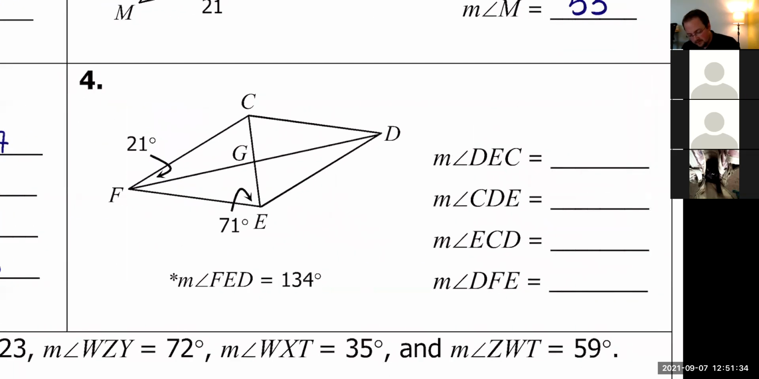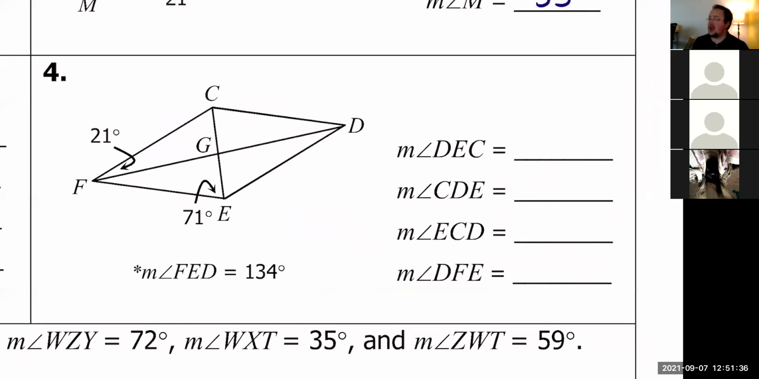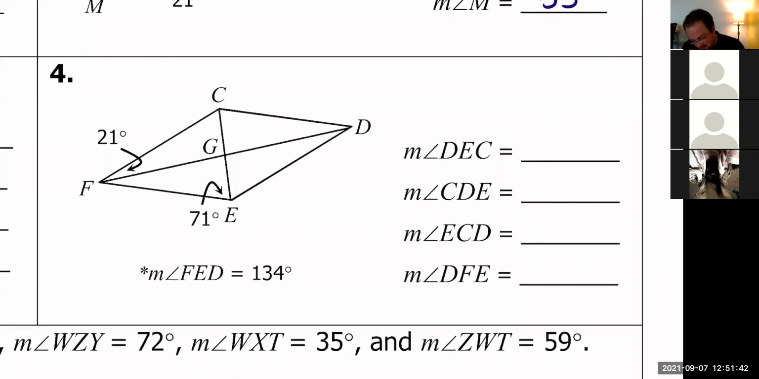Number 4, similar diagram. This time, though, we're really looking in at the angles. So some work to kind of keep our heads on track here. Looks like we have some angles squeezed in. We also have the measure of angle FED, which is this entire angle down here, 134 degrees, provided from the information beneath it.